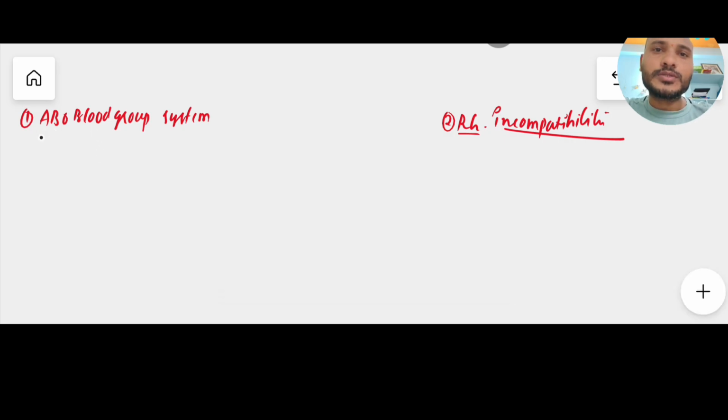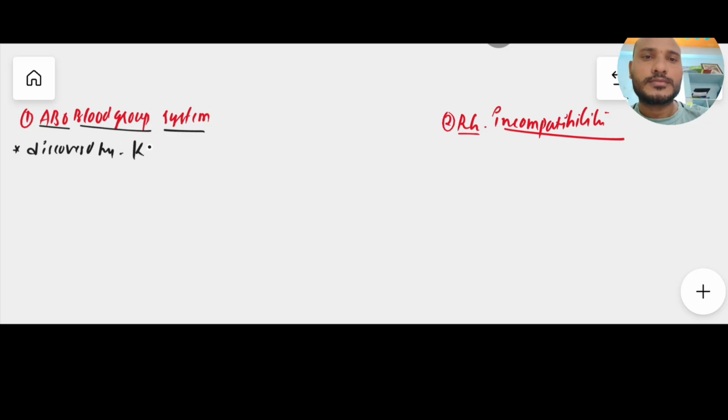Yes, about the ABO blood group system. This ABO blood group system was discovered by Carl Landsteiner, and he was considered the father of blood group.